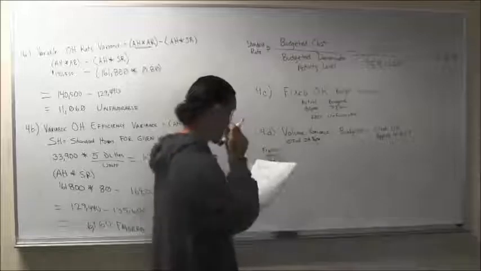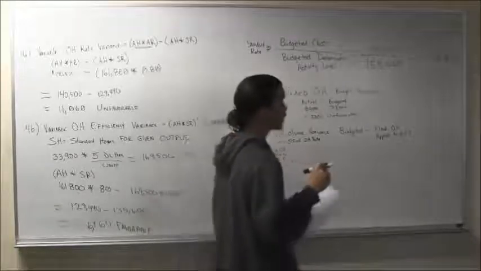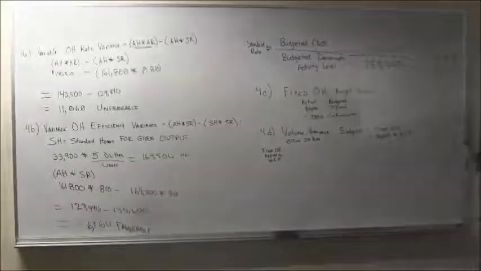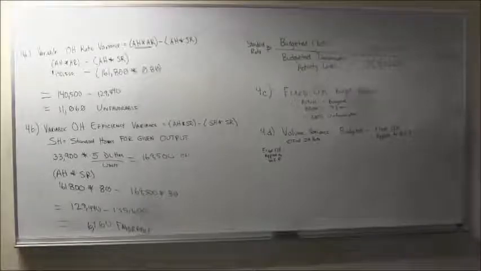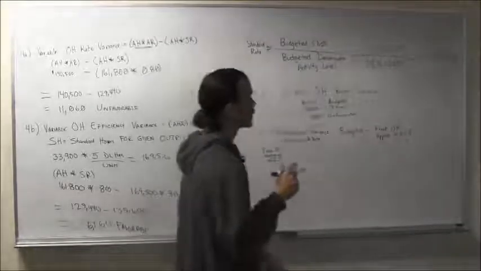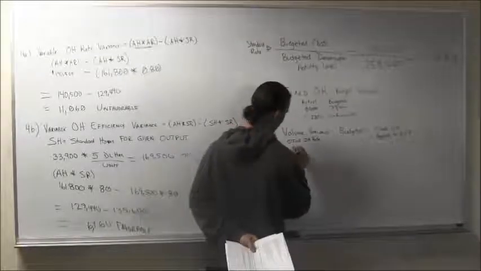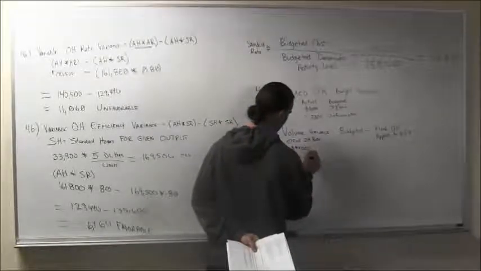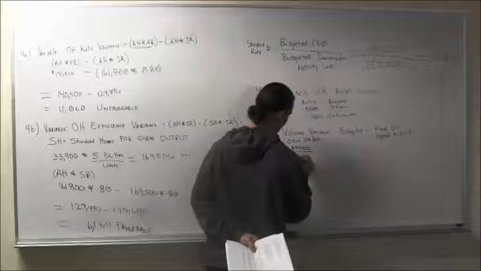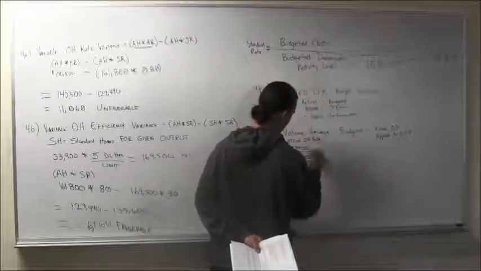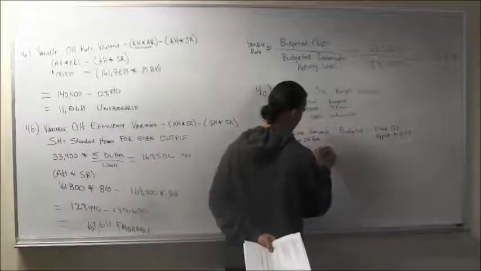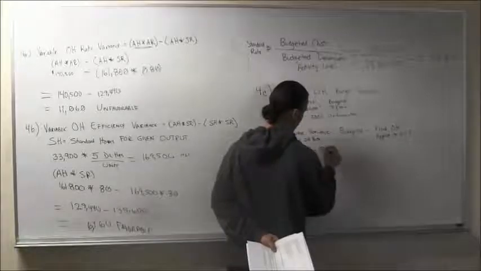First, you want to find your overhead rate. Fixed overhead is 77,000 divided by what we thought was 154,000 hours. So we get 77,000 divided by 154,000 hours, and that's 50 cents per hour.